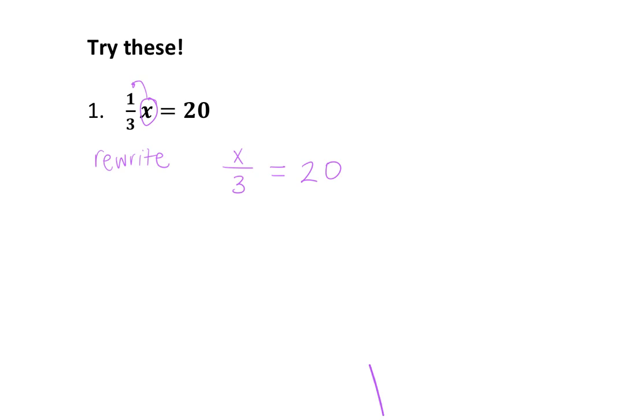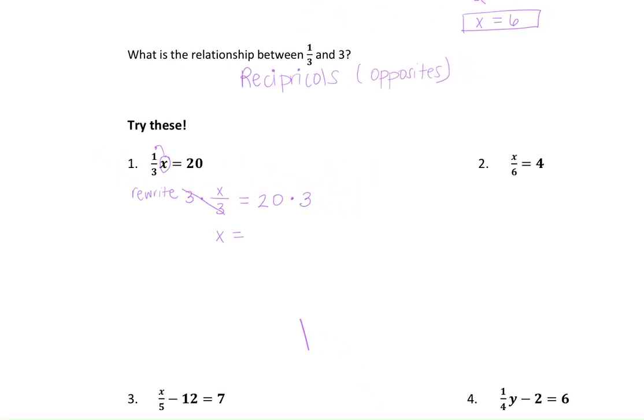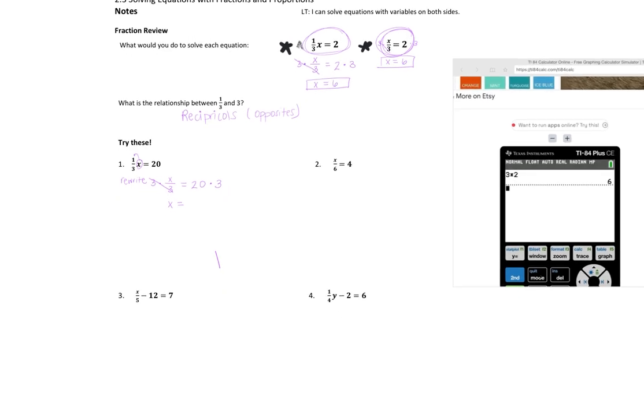Okay, now I can solve for x. I know that 3 is in the bottom in my denominator, so I'm going to multiply by 3. And I have to do it to the other side as well. Multiply by 3. When I put that little dot, that means multiplication, okay? Just to be clear. X was left by itself on the left side. 20 times 3. Use your calculator, guys. I'm going to go ahead and use my calculator.